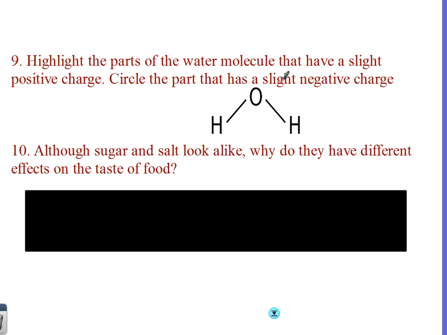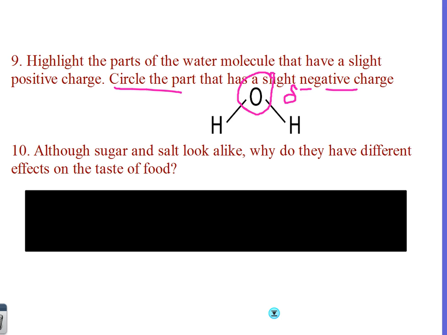So if we circle the slight negative, oxygen's the big guy. It had a lot of electrons, so this one was the one that gets more time with those shared electrons. So this is, did I do that right? Yeah, it said circle the slight negative, so that's it.